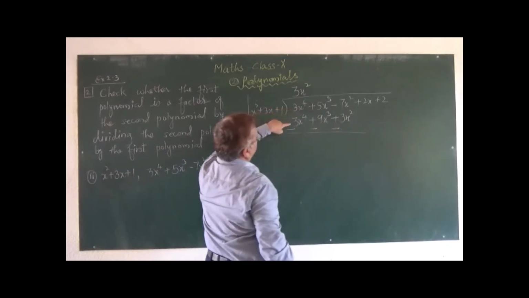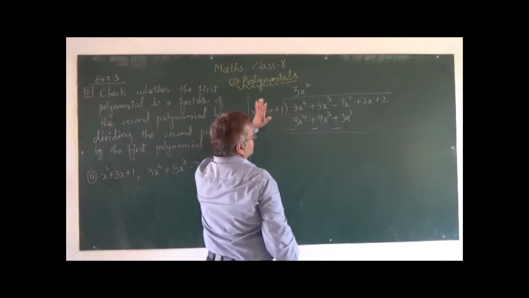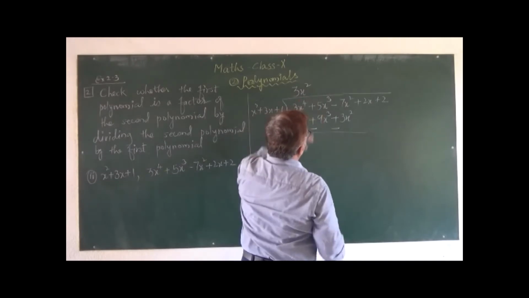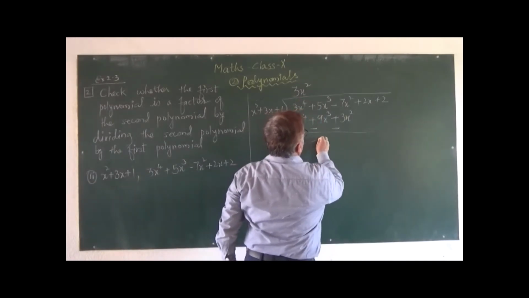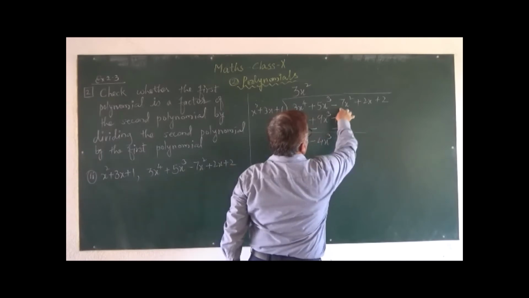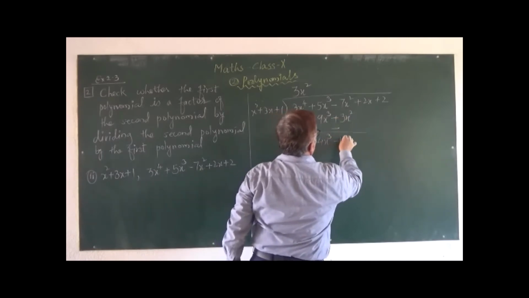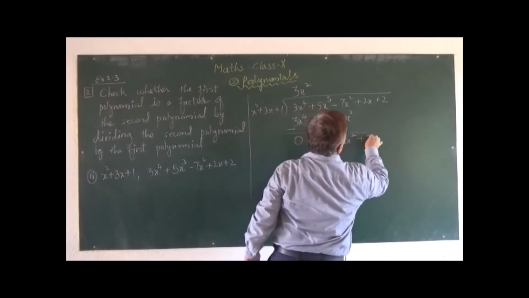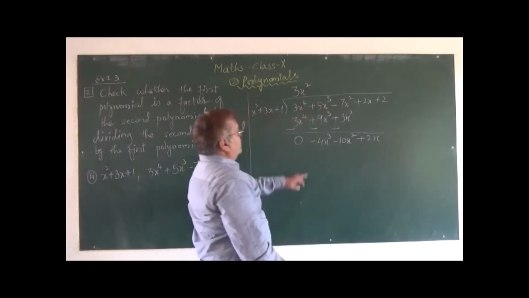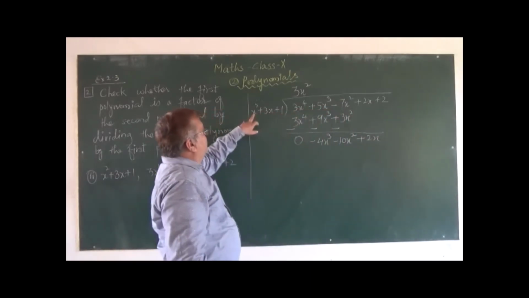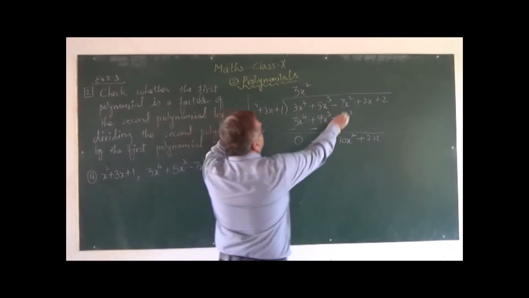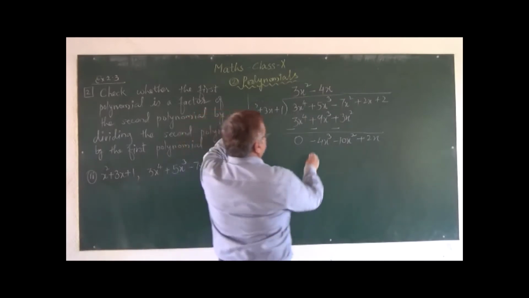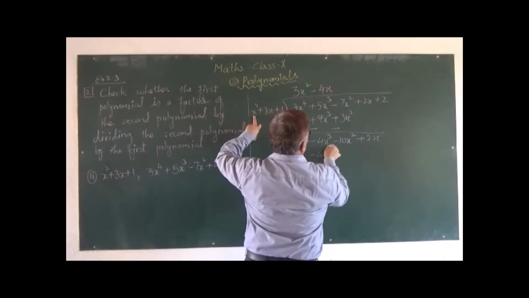So plus 3x square minus 3, plus 3x raised to 4 minus 3x raised to 4 is 0. Plus 5 and minus 9x cube, so it is nothing but minus 4x cube, and minus 7 and minus 3x square is nothing but minus 10x square. Bring down one more term, that is 2x. Now we want to eliminate minus 4x cube. We are having the first term as x square, so minus 4x. Minus 4x into x square is minus 4x cube.